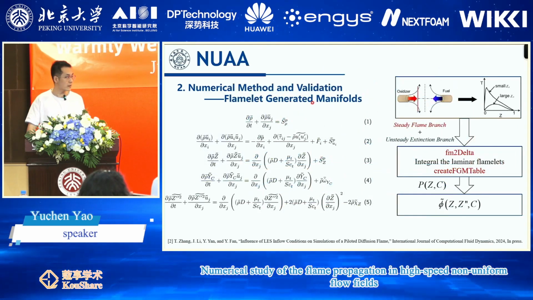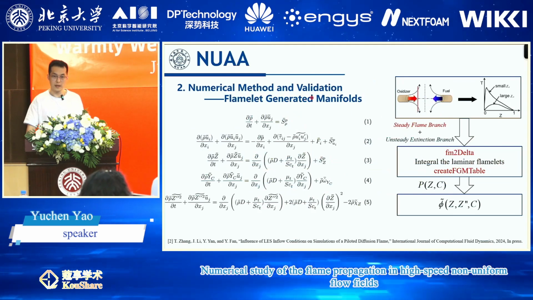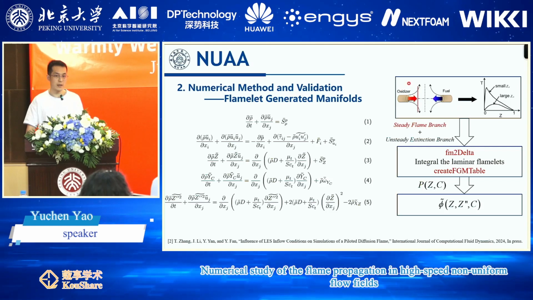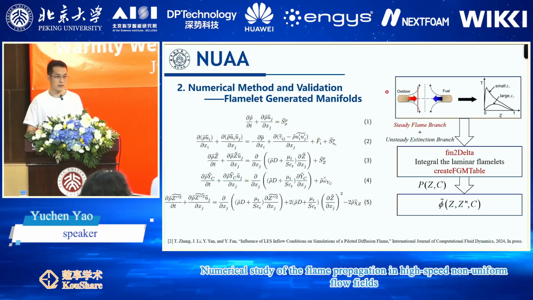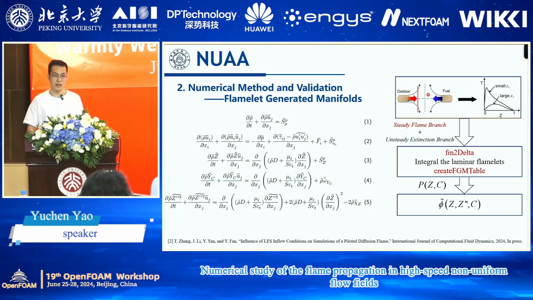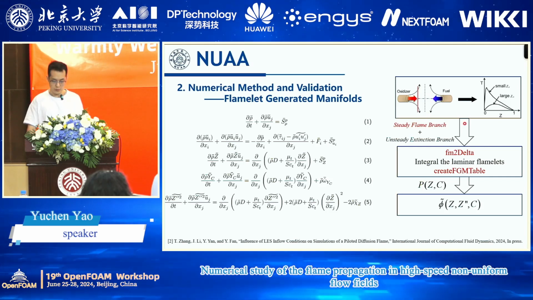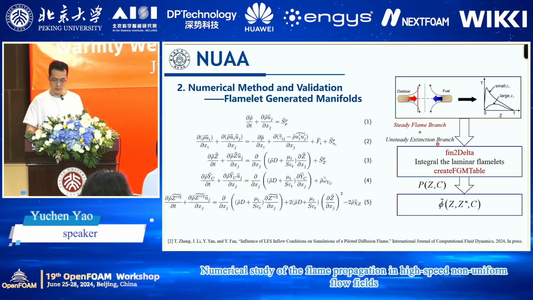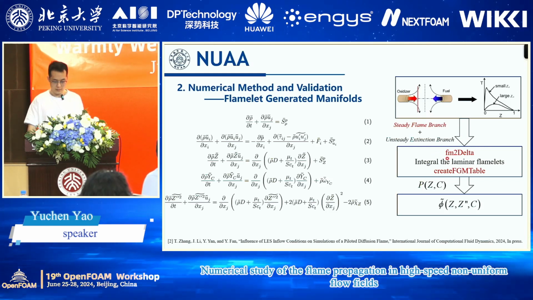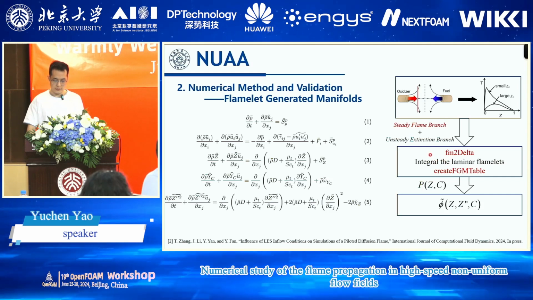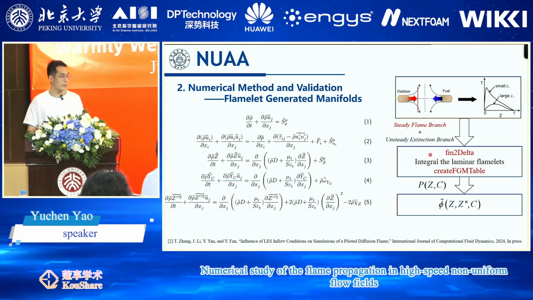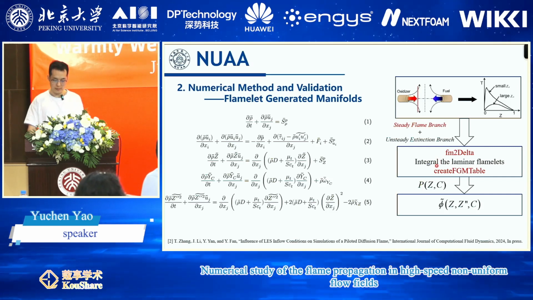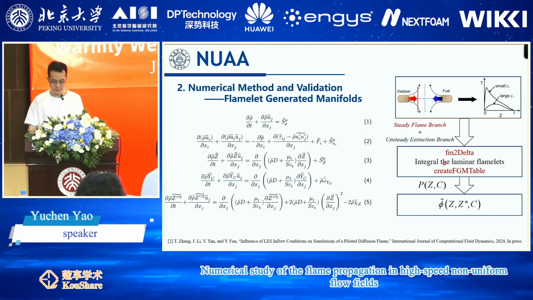The combustion model we use is the flamelet generated manifold, the so-called FGM. We solve the flamelets at all the scalar dissipation rates, so we have a laminar flamelet database. Then we integrate the laminar flamelet database with our in-house code FM2 Delta. We integrate the mixture fraction with the beta PDF distribution and the progress variable with the delta PDF distribution.